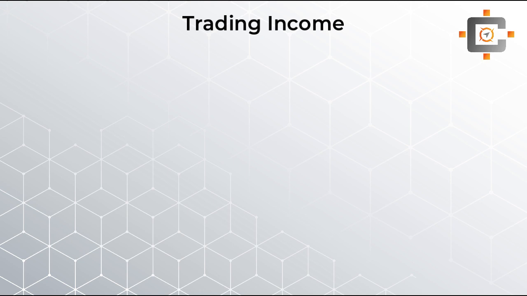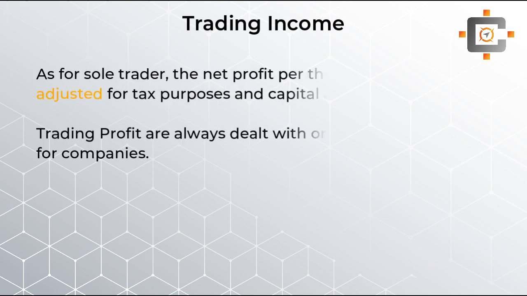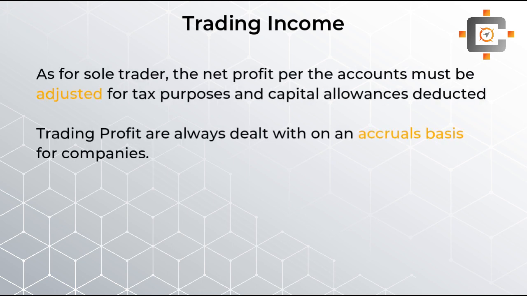As learned for the sole trader, students, trading profit must be adjusted for tax purposes. Obviously, your P&L profit is not acceptable under the HMRC rules, so we are going to make all the kinds of adjustments, and then we also deduct the capital allowance. The company's trading profit will be calculated the same way, just like we were doing in income tax.